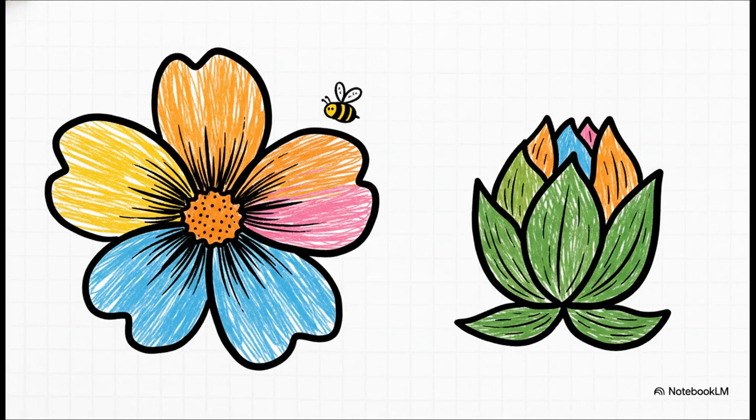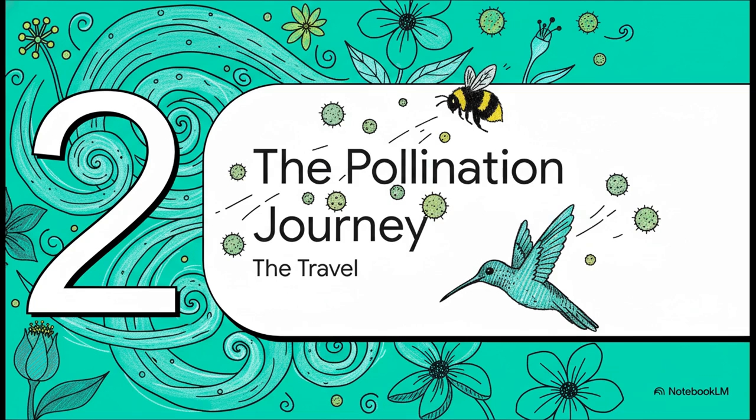But these reproductive organs don't do all this work alone. They're surrounded by some pretty vital supporting characters. The non-reproductive parts include the petals, which, as we all know, are usually brightly colored. Their job is absolutely crucial. They act like giant biological billboards to attract pollinators. And underneath those petals, we have the sepals. These are those little green, leaf-like structures whose main job is to guard and protect the delicate flower bud before it even opens up. Moving right along to section 2, the pollination journey, the travel.